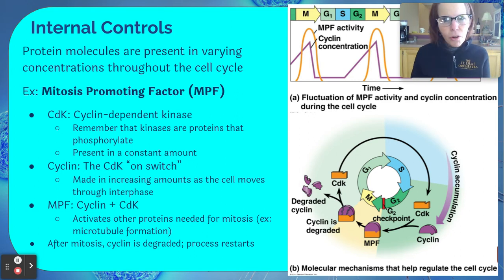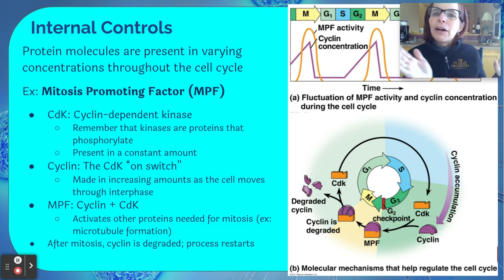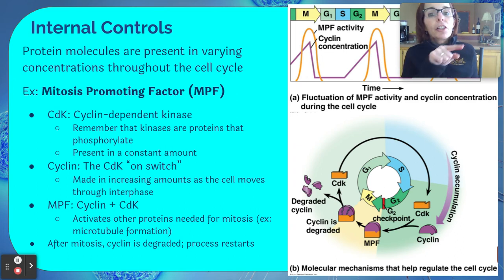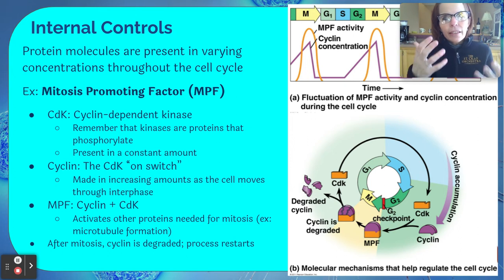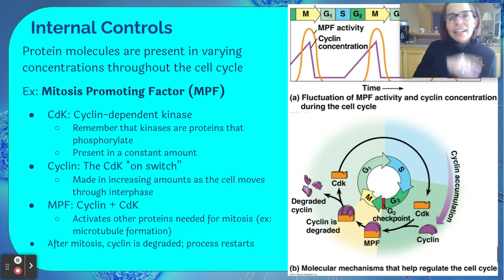After mitosis is over, otherwise it would keep going on and on, the cyclin, look at the diagram, the purple gets broken apart. So now that's gone and it has to accumulate again. So over the course of the rest of interphase, we start getting more and more cyclin building up, and it starts connecting with the CDK and making MPF. And so the cycle keeps happening again and again.